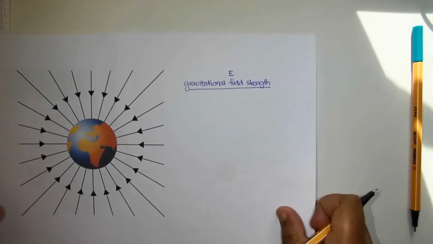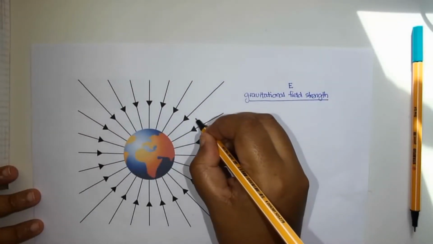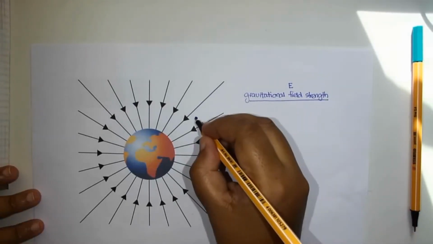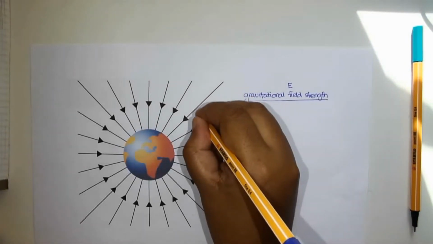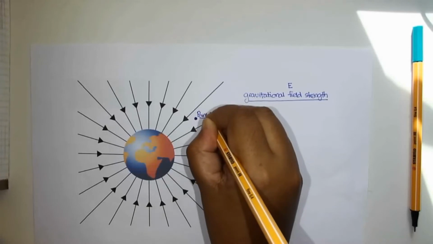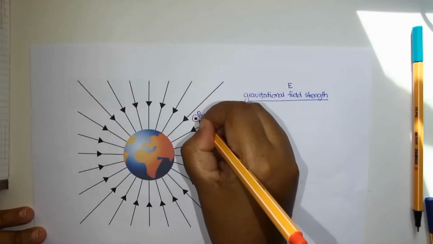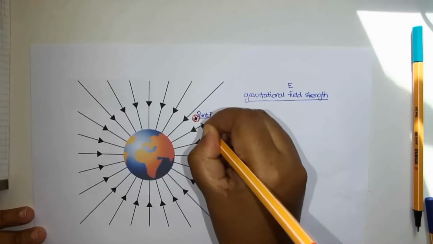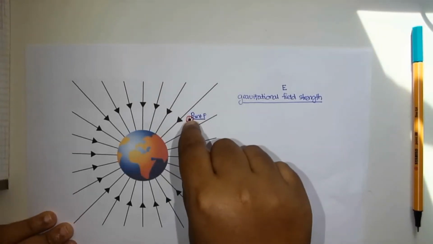So here, gravitational field at a point. Now let's choose a point here, and at this particular point, say for example we put a point P. There is a mass M. So the gravitational field strength at a point.